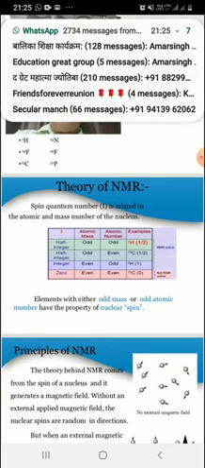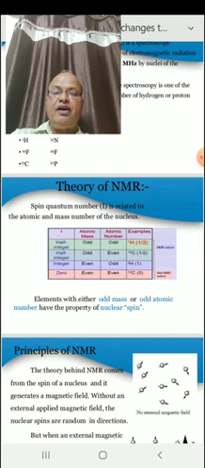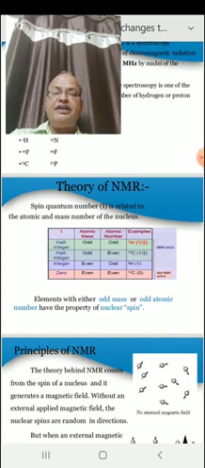I would like to explain the principles of NMR. The theory behind NMR comes from the spin of the nucleus, which generates a magnetic field. First of all, I would like to explain the magnetic field.